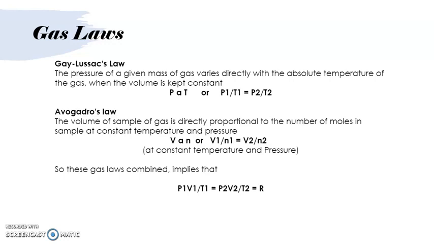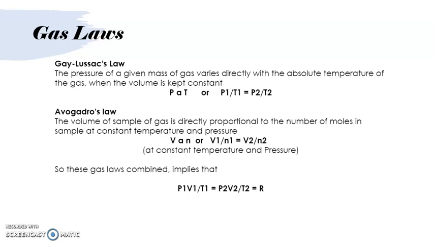Further, Gay-Lussac's law states that the pressure of a given mass of a gas varies directly with the absolute temperature of the gas when the volume of the gas is kept constant. So P is directly proportional to T. This also leads to the derivation that the ratio of pressure to temperature at a certain set of conditions is equal to the ratio at another set of conditions. So the equation goes like this: P1/T1 = P2/T2.